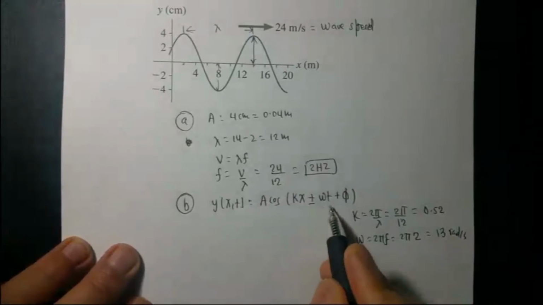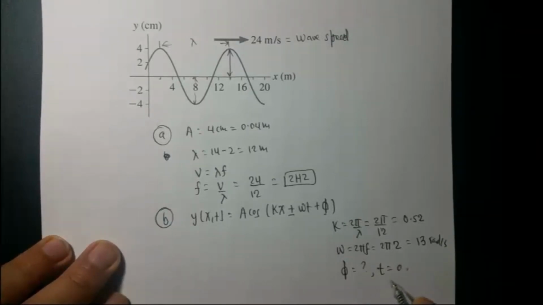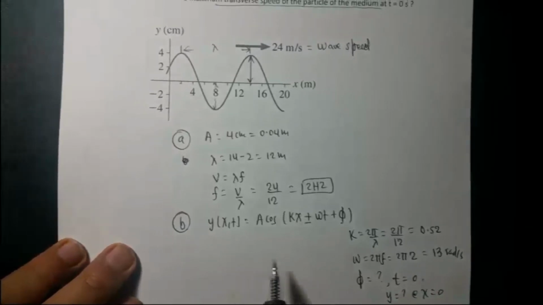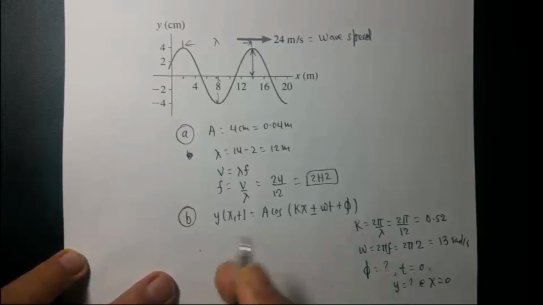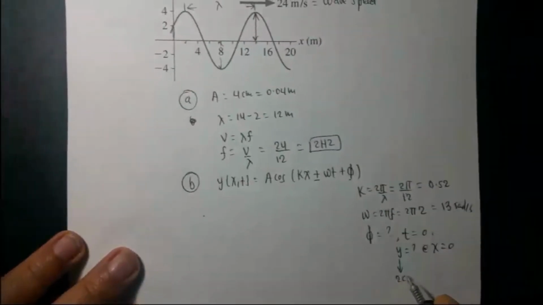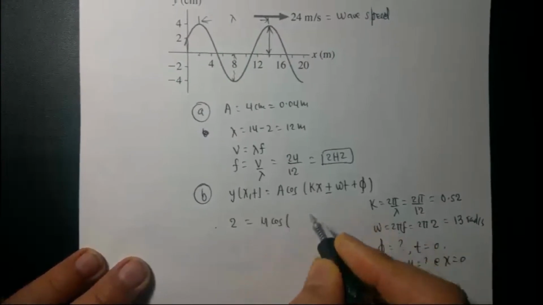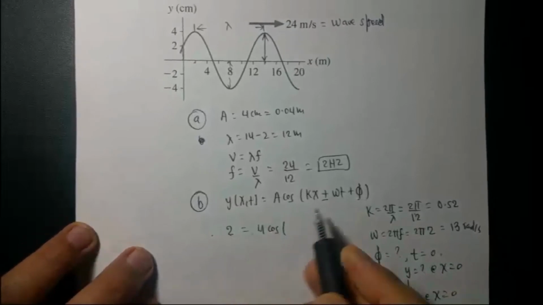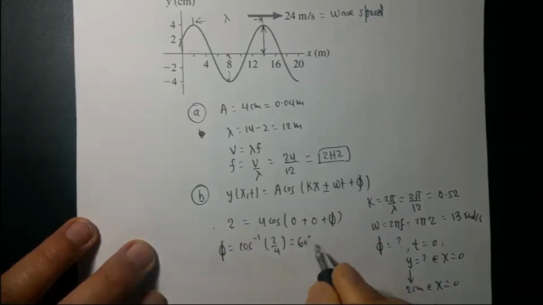And what else do you need? You still need phi, the initial phase. How do you find it? This wave is already frozen at t equals 0 seconds, so you just need to check the displacement at x equals 0. The displacement at x equals 0 is 2 centimeters. Amplitude is 4 centimeters, so 2 centimeters equals 4 cos(0 plus 0 plus phi). Then phi, the initial phase, is inverse cos of 2 over 4, which is 60 degrees. You can convert to radians if you want.